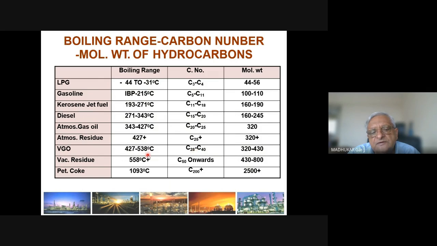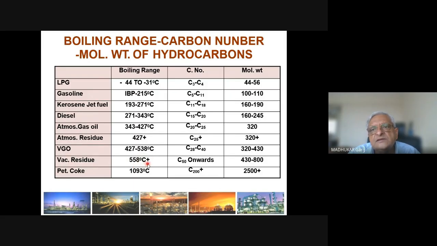And what cannot even distill, even under vacuum, and the vacuum is pretty high. We are talking about an absolute pressure of about 10 millimeter mercury. That means 750 millimeter vacuum. Even at such a low pressure, there is material which cannot still vaporize, and that is called vacuum residue, which is 538 plus.